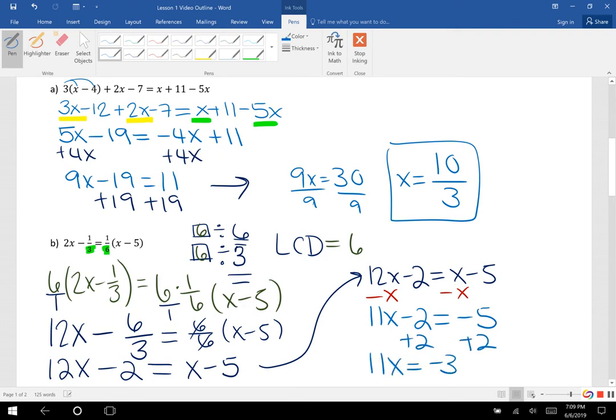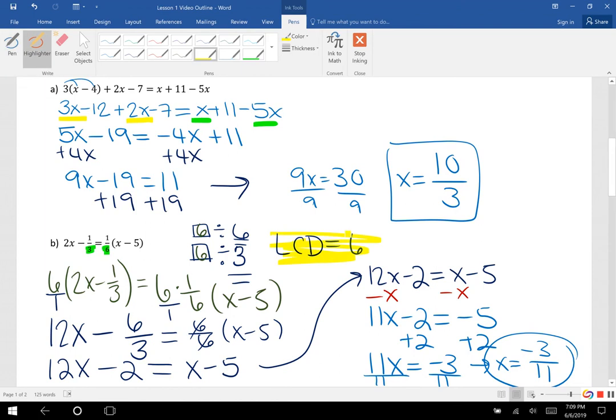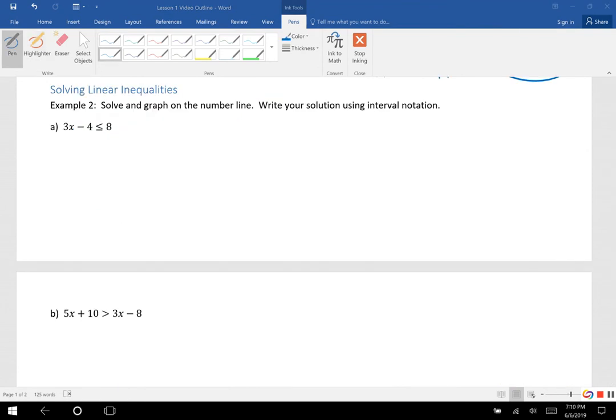We can add the 2 to get the constants on the right side. So if 11x equals minus 3, I'll divide both sides by 11. And my answer is another fraction. X is negative 3 over 11. So again, the process was we had to find that least common denominator, and then we multiplied everything in the equation by that least common denominator. And that allowed us to actually reduce things and get rid of fractions.